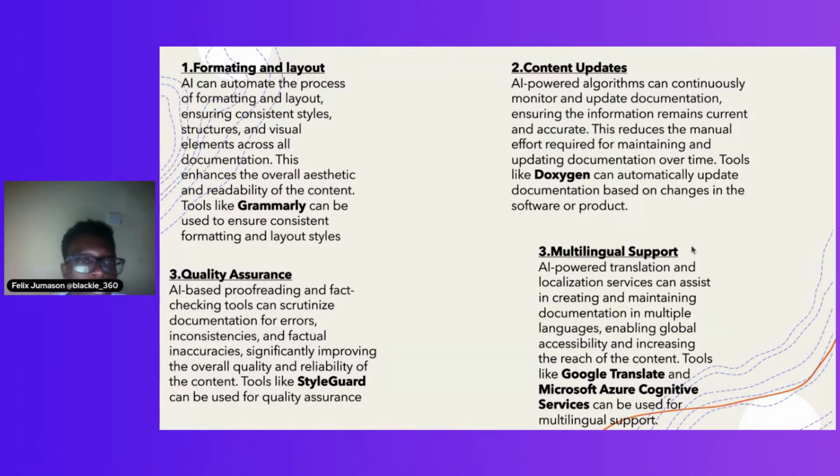With AI based proofreading and fact checking tools, you can scrutinize your whole document for errors, inconsistency, and factual inaccuracies. One tool that I've come across is Style Guide. It doesn't literally improve the quality of your paper, but it shows you where you might have underperformed. We have the multilingual support, whereby your document can be translated into multiple languages.